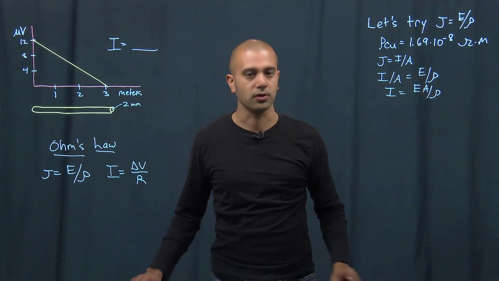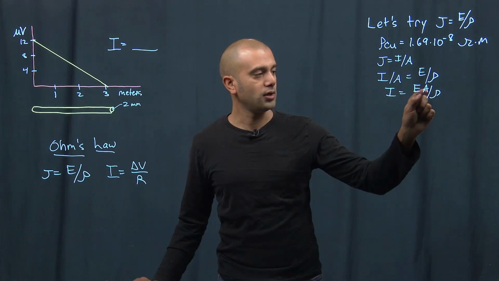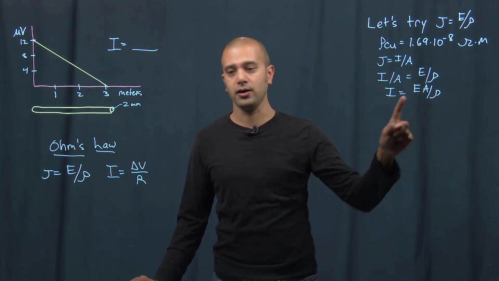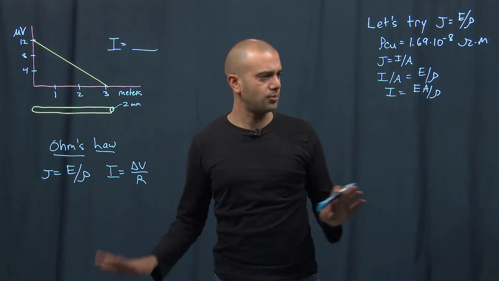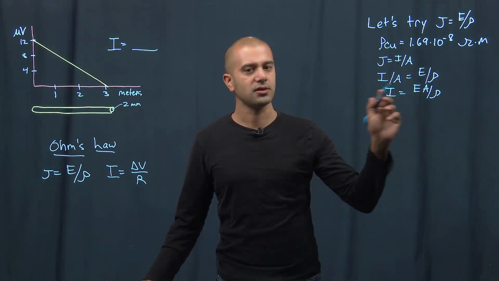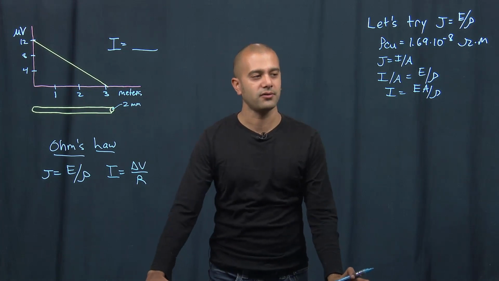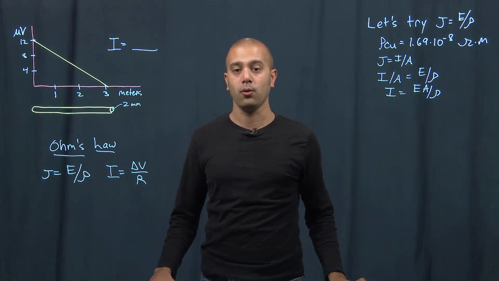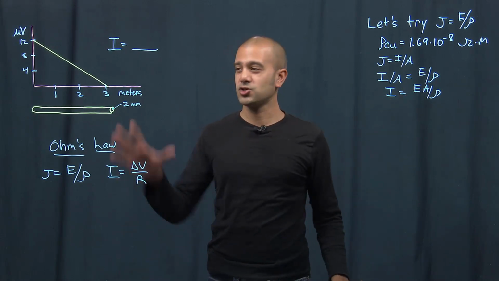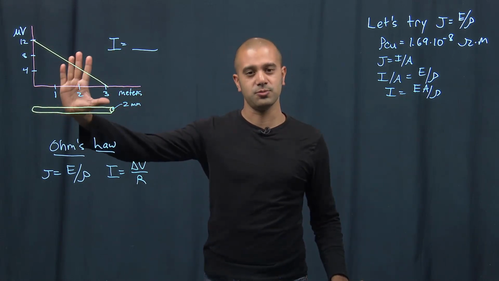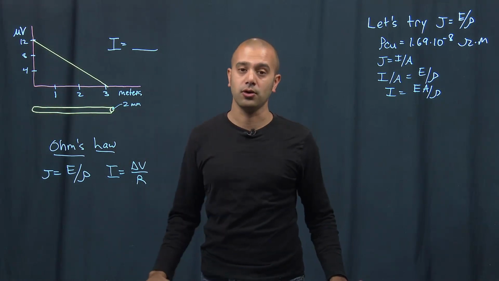Now, what do we know and what are we looking for? We're looking for I. We know the resistivity. We can find the area because we're given the radius of the wire, which is pretty straightforward. We are missing the field, though. So we have to figure out how we can find the field given what we know. I want you to do that on your own. The hint is to try to use the voltage versus position graph. So take a minute, and pause the video now if you need to.